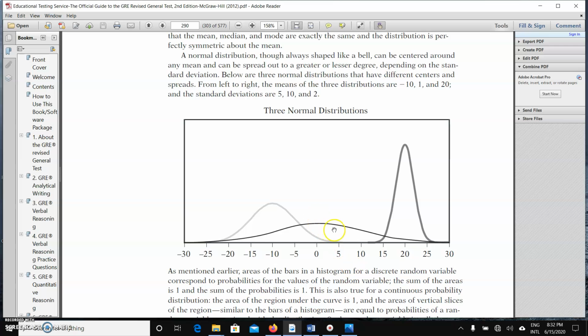And when it's spread out like this, the standard deviation for this middle diagram is going to be very large. So it means that the data will spread out from the middle one.